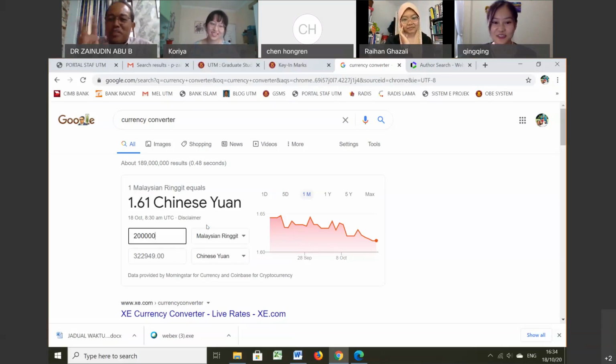All right, now use the same example. Still buying shirts, still buying clothes, or still buying shoes. How can this salary amount of money change your buying style, your buying behavior? Any idea, Raihan?